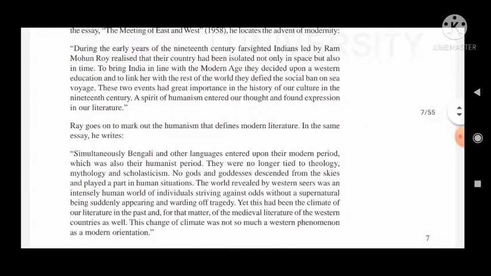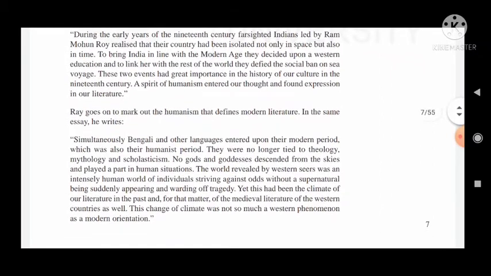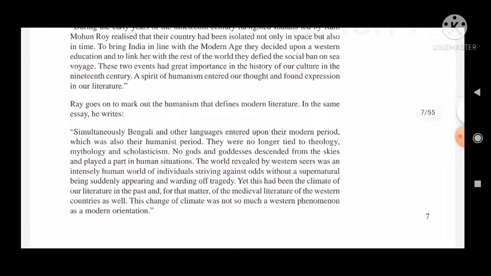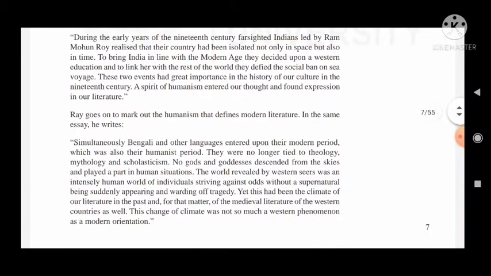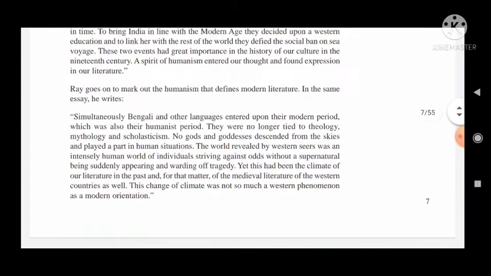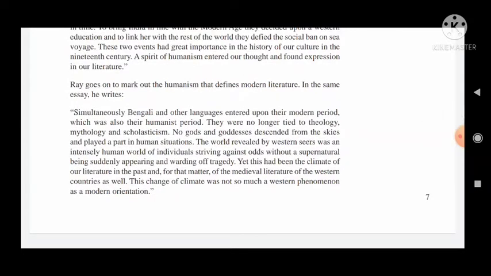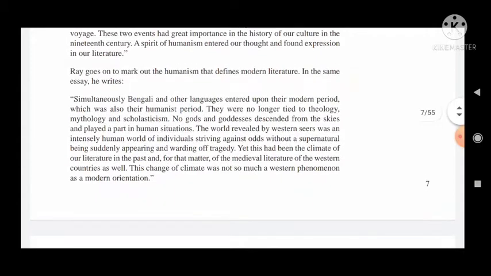To bring India in line with the modern age, they decided upon a Western education, and to link her with the rest of the world, they defied the social ban on sea voyages. These two events had great importance in the history of our culture in the 19th century. A spirit of humanism entered our thought and found expression in our literature.